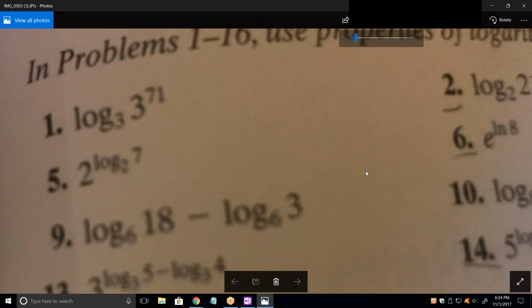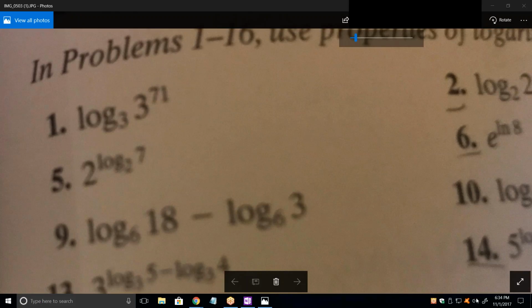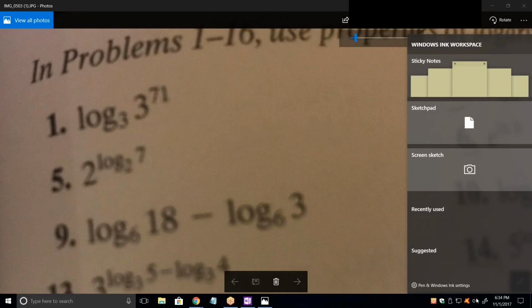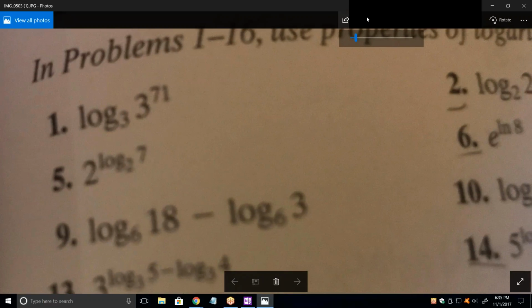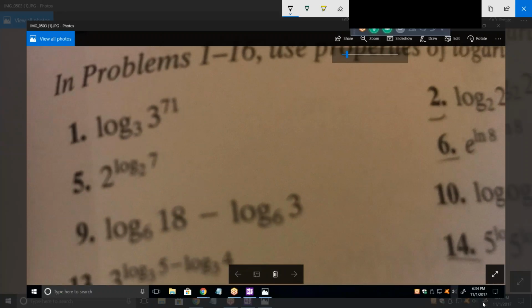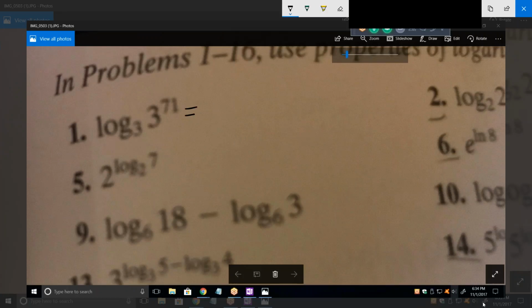Okay. Now, when you're evaluating a log, I have found that it really helps to go ahead and add the variable x. I'm not sure why. If I can figure out how to do it here. In other words, if I say that's equal to x, now I can turn the whole thing into an exponential. All right. What do you want to do with that 71? What's a good thing to do with that 71?